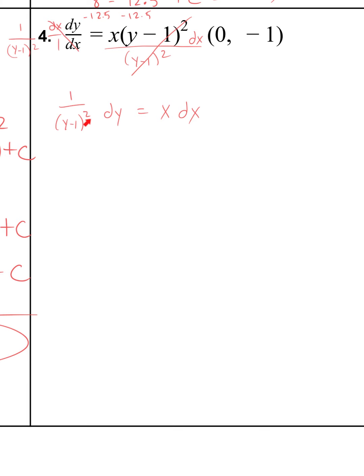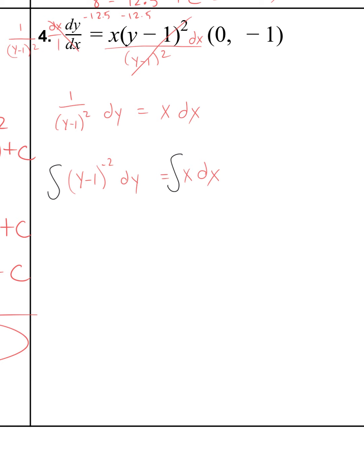So I'm going to move this whole thing up to the numerator, and this 2 is going to become negative 2. So I need to get rid of that fraction. So I'm going to have (y minus 1) to the negative 2 dy is equal to x dx. The reason I rewrite this is because I know how to take the antiderivative of this. And now I'm ready to integrate.